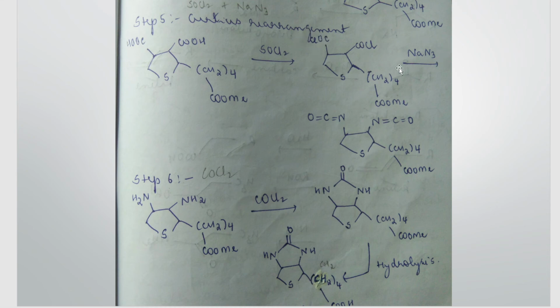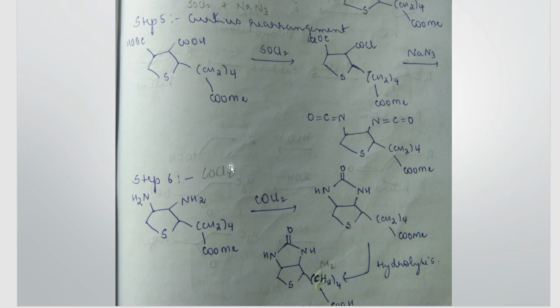And what you'll do after that is treat with NaN3. What happens here is that the chlorine is replaced by nitrogen atom on both sides. So you have N double bond C double bond O, and in the same way here also you have N double bond C double bond O. That is step number 5. This group on treatment with water, what do we get? The C double bond O part will get replaced by hydrogen atoms. Two hydrogens get added on either of the sides. So we get NH2 and NH2 on both sides.